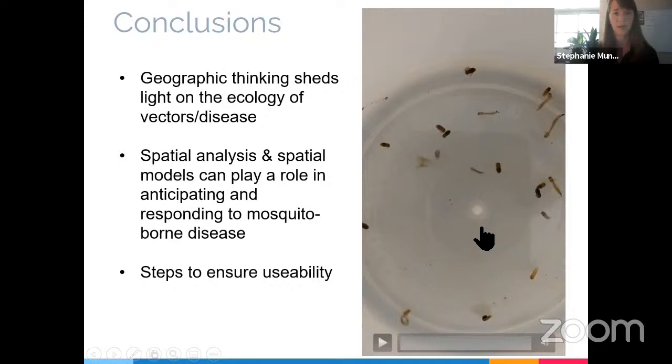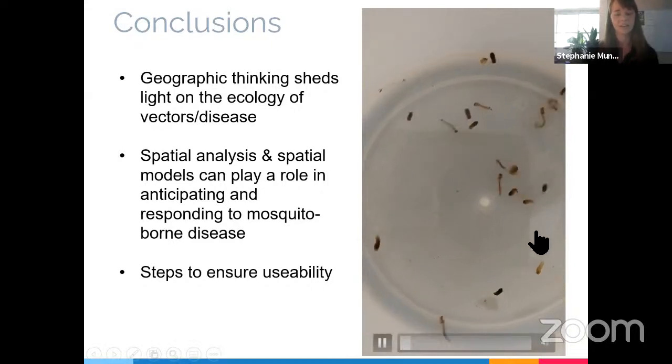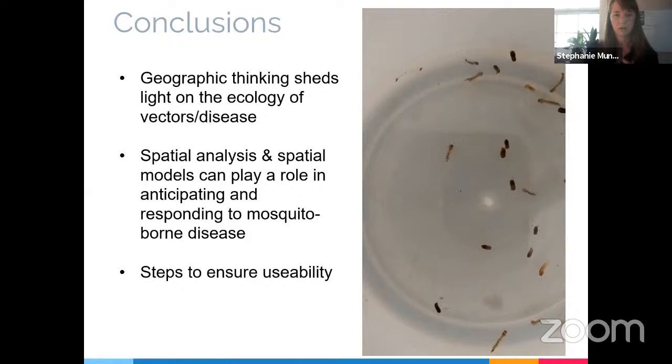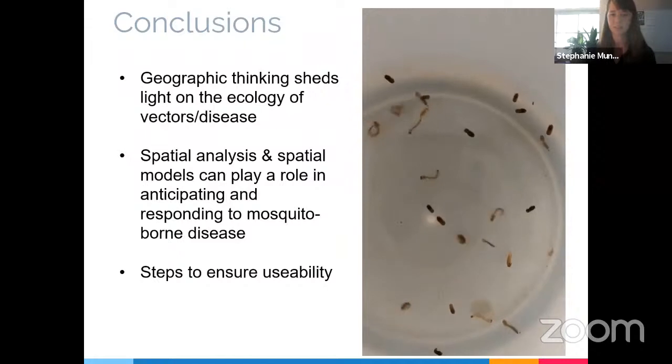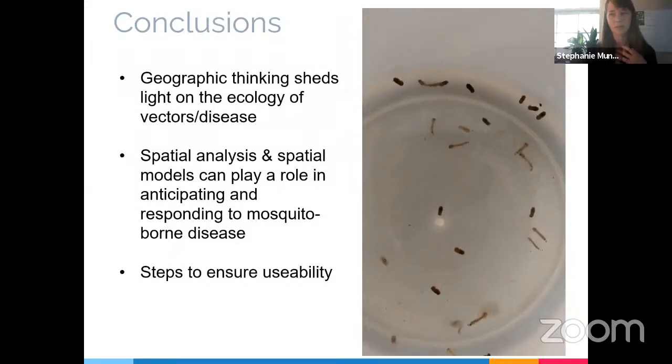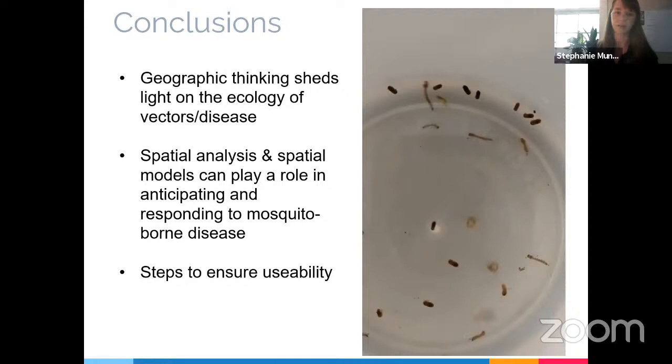So to conclude, I have found that geographic thinking can really shed light on the ecology of vectors and vector-borne disease. And not just the cool technology side of using GIS or processing hundreds of rasters, but also thinking about how things vary across scales and thinking about place-specific context. All of that really informs my thinking in these kinds of projects. I also think that spatial analysis and spatial methods can play a role in anticipating and responding to mosquito-borne disease.